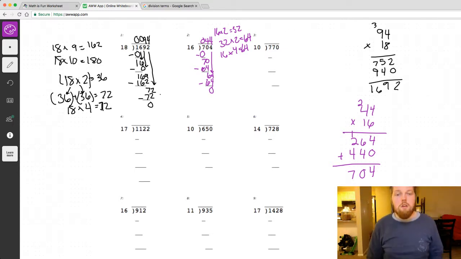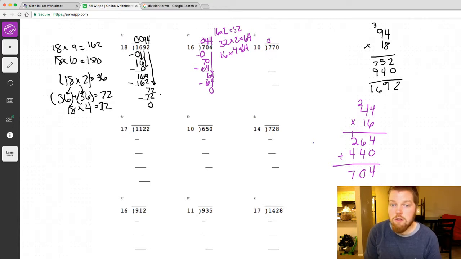Alright, so let's work with our next one. 10. 10 is a really easy number to divide with because multiplying 10 by anything is something that's really easy to remember how to compute. 10 times 10, 100. 10 times 20, 200, etc. So can 10 go into 7? Nope, we'll write a 0.